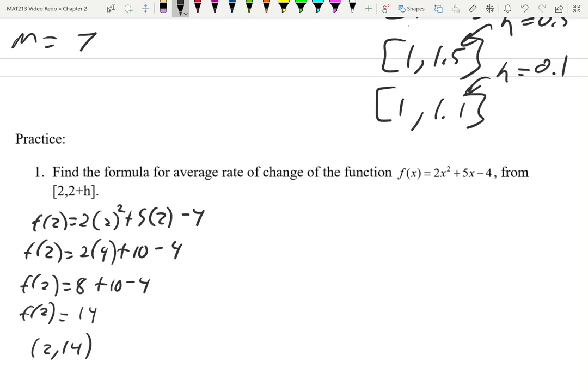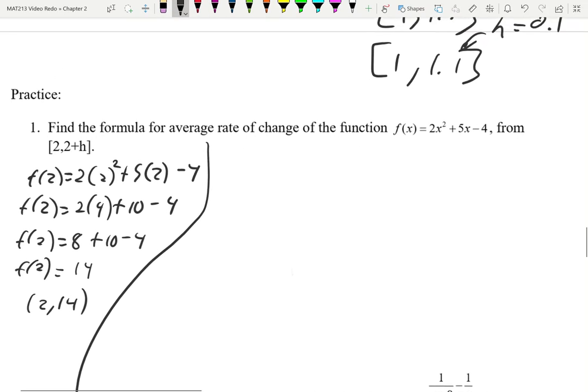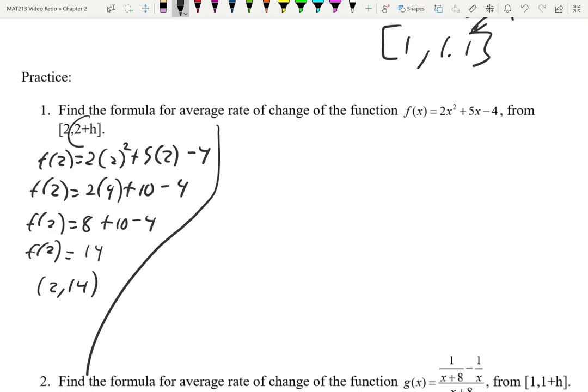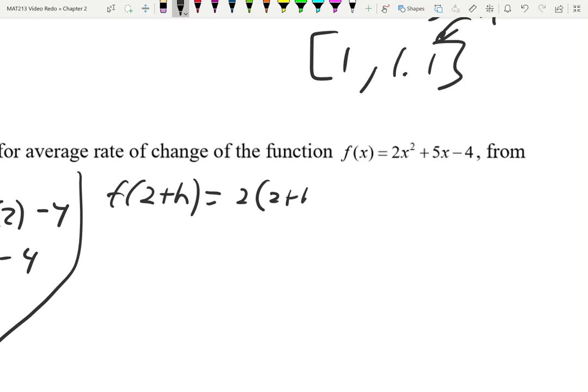So we're going to use that for writing our slope equation. Now we need our other point we're going to use, which is 2 plus h. So I have to do f of 2 plus h, which means everywhere I have an x, I'm going to replace it with 2 plus h. So it's going to be 2 times 2 plus h squared plus 5 times 2 plus h minus 4. Notice we're just subbing that back into the original equation. Everywhere I had an x, I'm replacing it with 2 plus h.